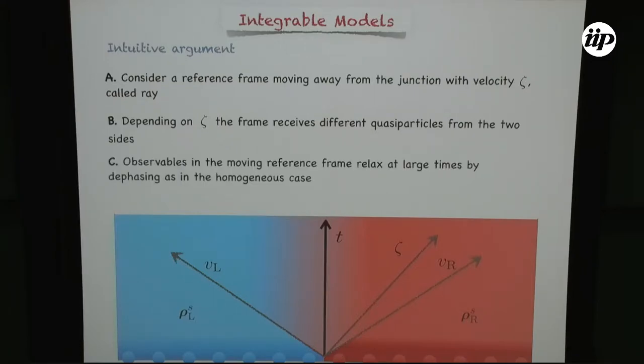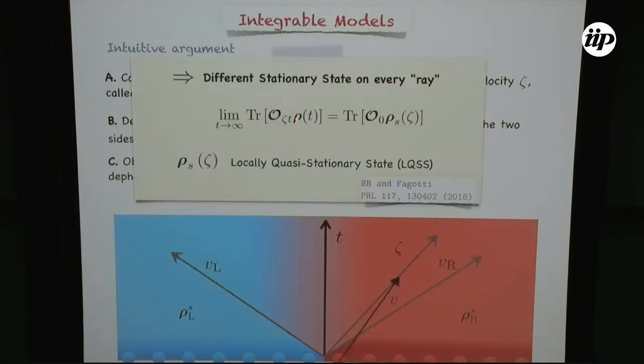The third point you can try to make is that observables in these moving frames will also relax due to dephasing, basically as it happens in the homogeneous case I was describing before. If you put all of these together, then what you conclude is that at infinite times, you can replace in the expectation values of local observables, again, some stationary state. But now this stationary state will depend on the velocity zeta. So you take an observable moving away from the junction at velocity zeta, and depending on zeta, you will replace a different stationary value here.